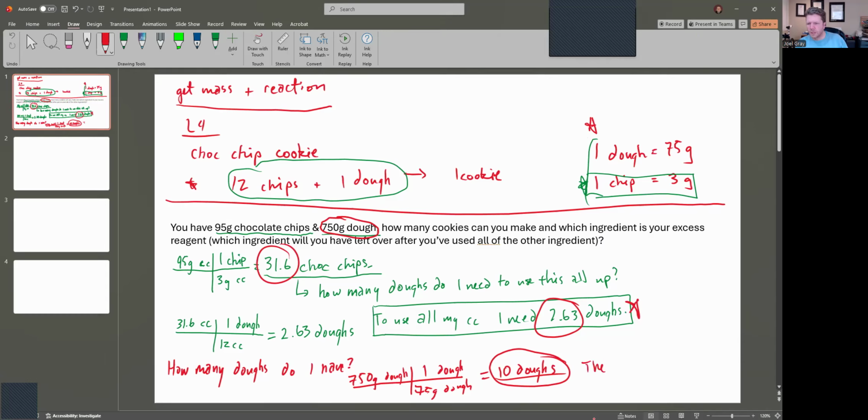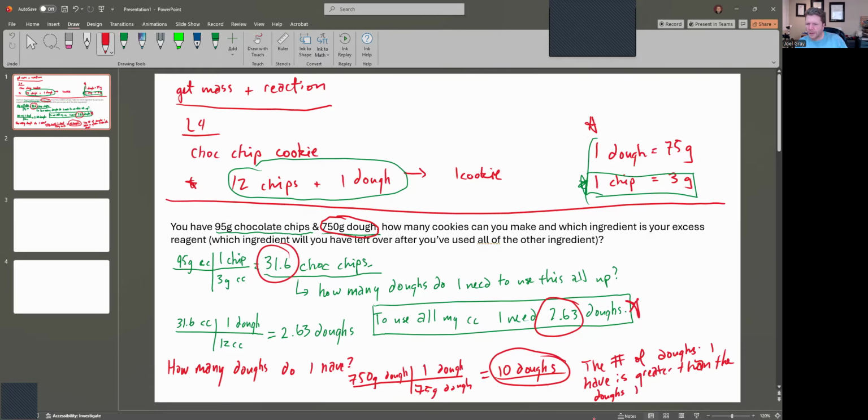So I'm going to write this statement. The number of doughs I have is greater than the doughs I need. So I have more than I need. That would be a nice way of saying this is excess.